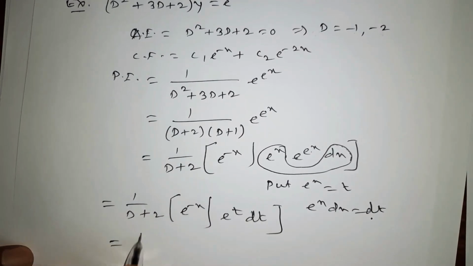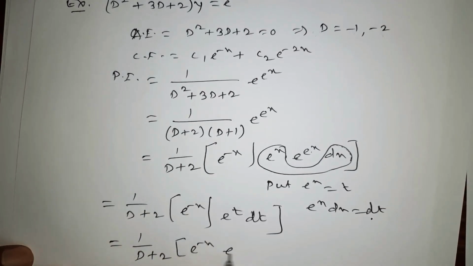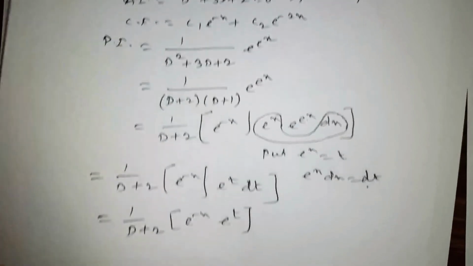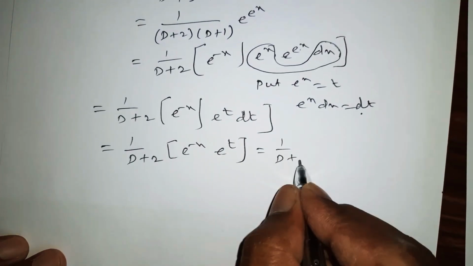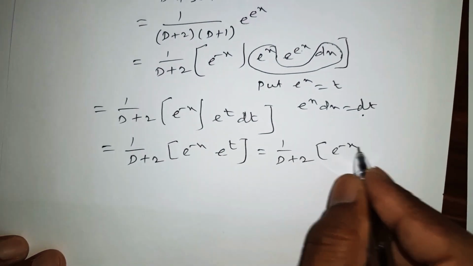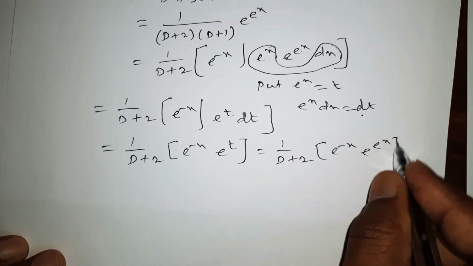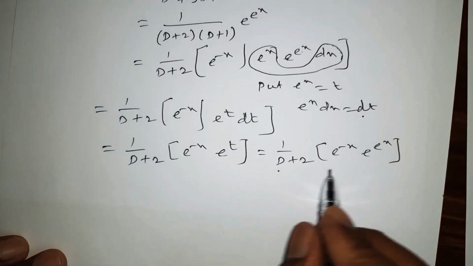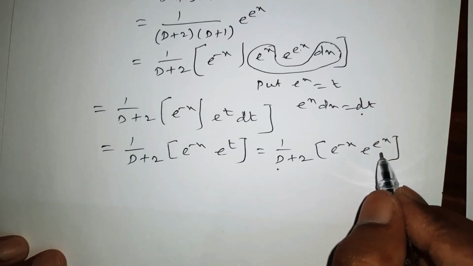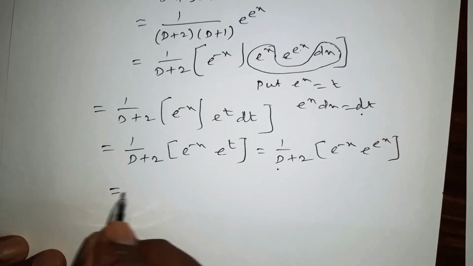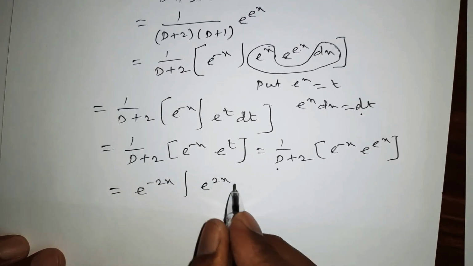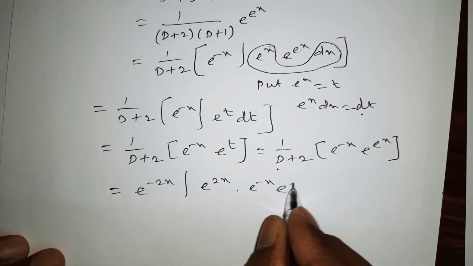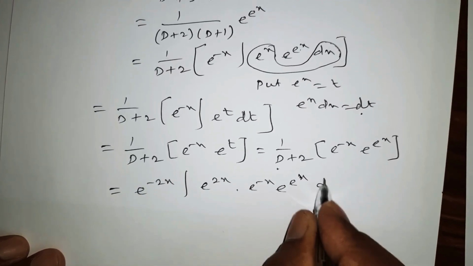So, what is the integration of e raised to t? It is e raised to t. So, e raised to minus x into e raised to t. Now, put the value of t, t is e raised to x. So, I get 1 upon d plus 2 operating on e raised to minus x into e raised to x, correct. Now, apply d plus 2 on this function e raised to minus x into e raised to x. So, I get here e raised to minus 2x, integration of e raised to 2x into e raised to minus x e raised to x dx.